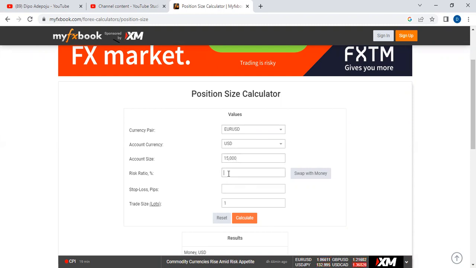What percentage do we agree on? 1%, and 1% means I'm losing $150. So I'm risking 1% of my account. Now, what is my stop loss? This depends on your technicals. Earlier on we used a stop loss of 20 pips, so let's assume I'm using a stop loss of 20 pips. I want to show you one thing that is very important right here, and you need to focus right now.